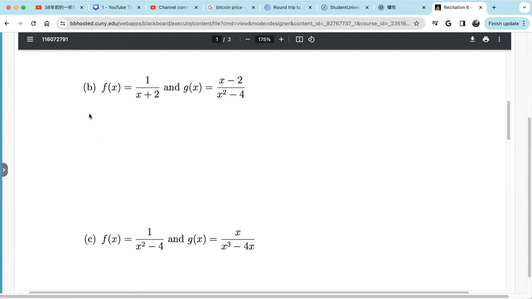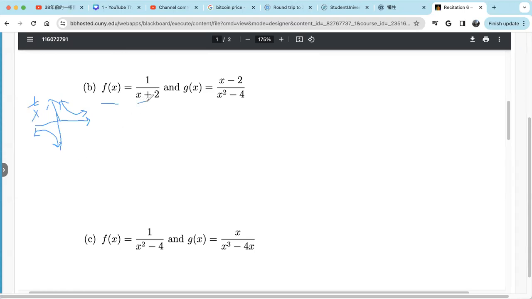It'll be similar for B and for C. Okay, well, let's do B anyway. So the first one, f, is a rational function. Remember when we graph a rational function, we think about those two reference graphs. One is 1 over x. We have these two pieces. This is the 1 over x reference graph.